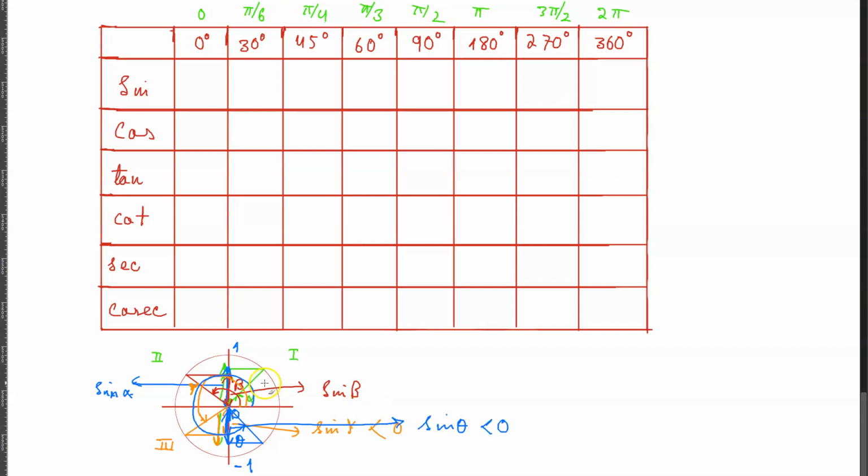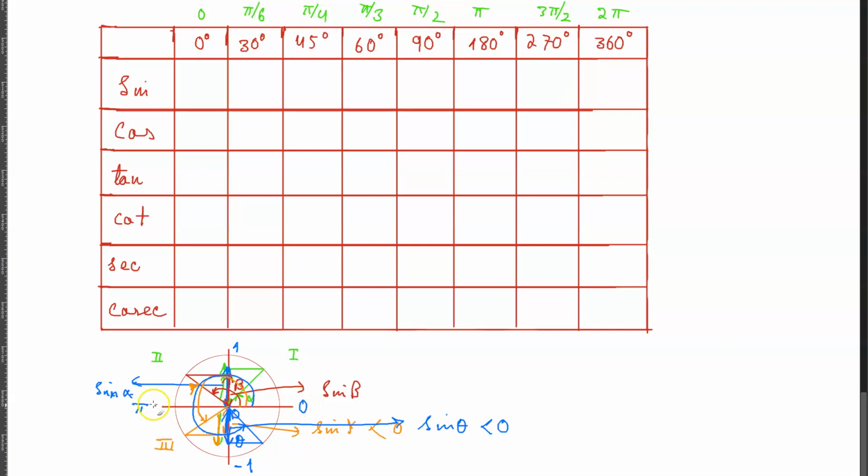That means that if your angle is in the first quadrant or the second quadrant, the sine of that angle is positive, and if your angle is in the third or fourth quadrant, the sine of that angle is going to be negative.